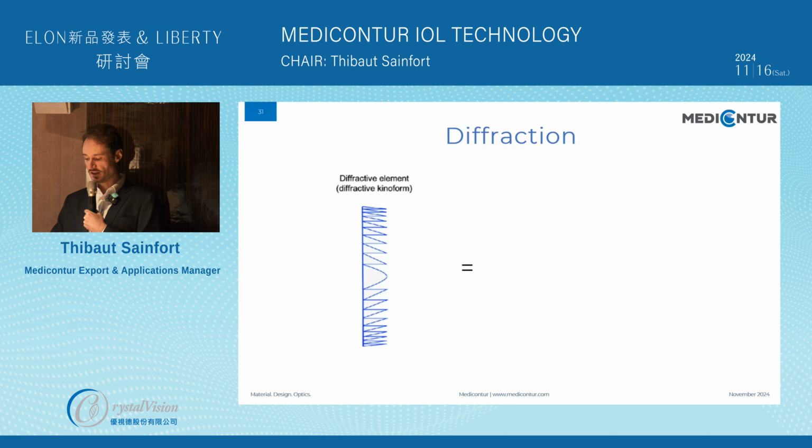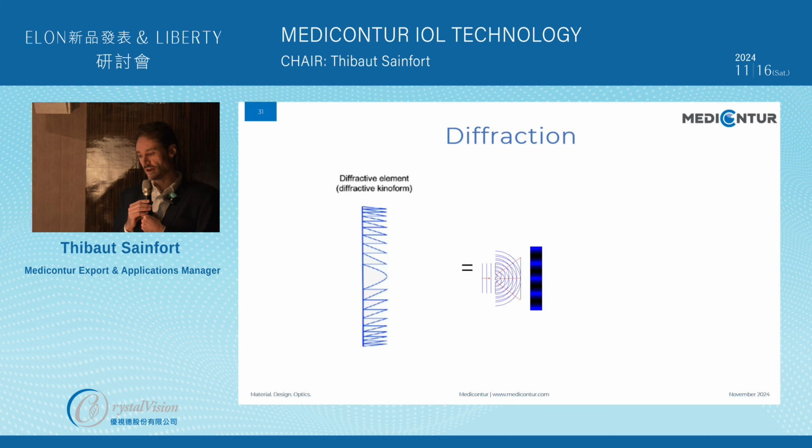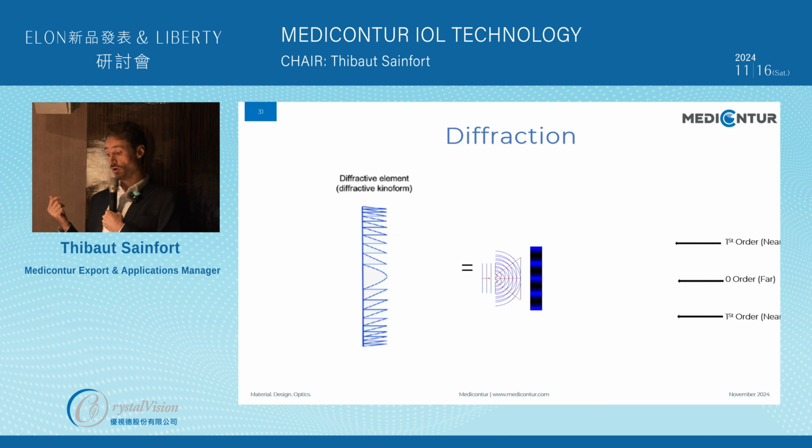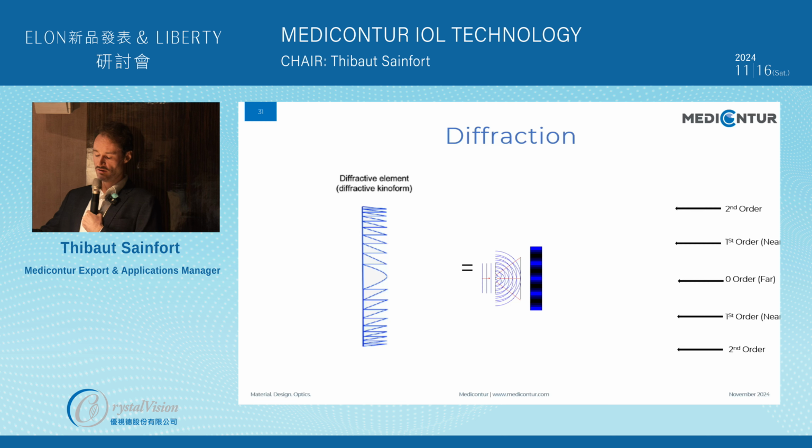So adding a diffractive element will diffract the light. It's a little bit like a physics phenomenon, but what we have to remember is that when the light goes through this diffractive element, part of the light will not be deviated at all, which is what we call order 0. So it's like the far vision. The second part of the light will be deviated towards the first order, which is the near vision. Another part of the light will be on second order, but it's 4%, so it's not useful in our case.